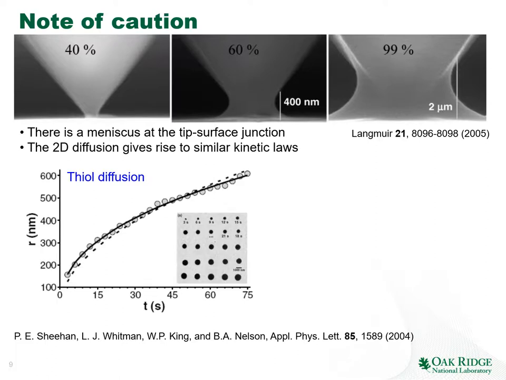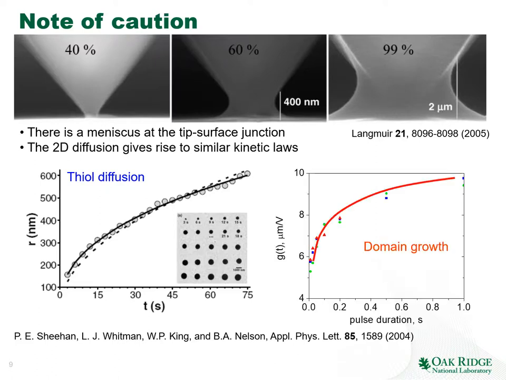Now, does it tell us anything about alternative models for the observed domain dynamics? And the answer is yes. For example, this is work from Lloyd Whitman's group, where they explored thiol diffusion on the material surface as a function of time. This is just an example of dip-pen lithography. This is the curve that we got for the domain wall growth as a function of pulse duration.